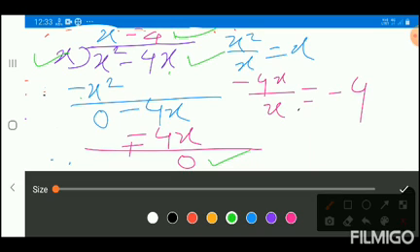Same way you have to solve the examples from your practice set 3.2. Okay, thank you, bye.